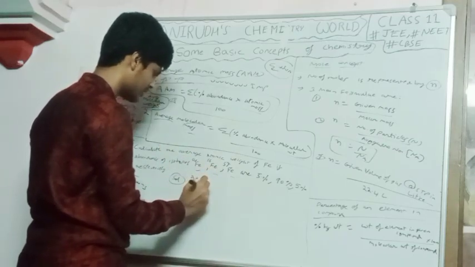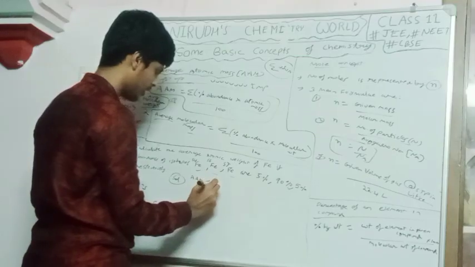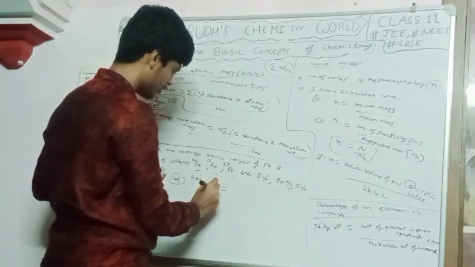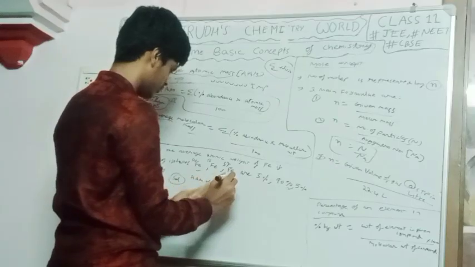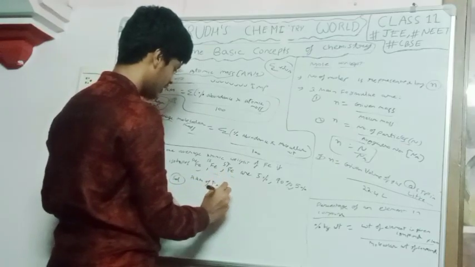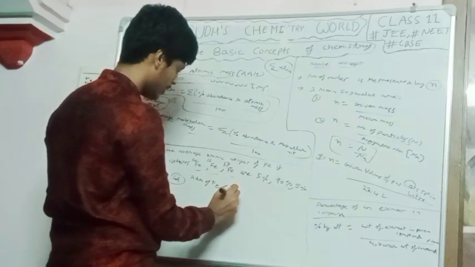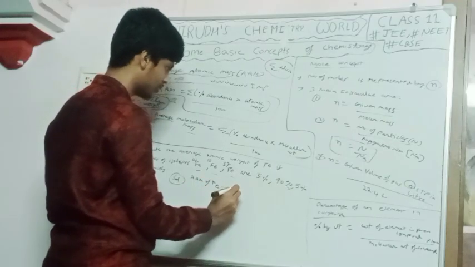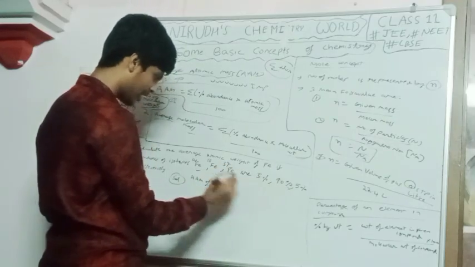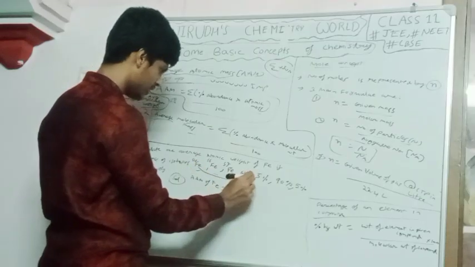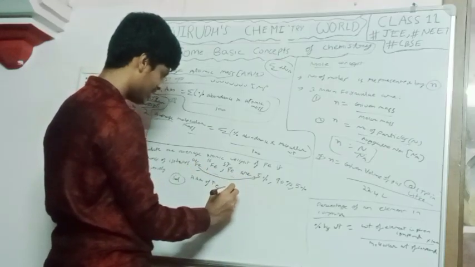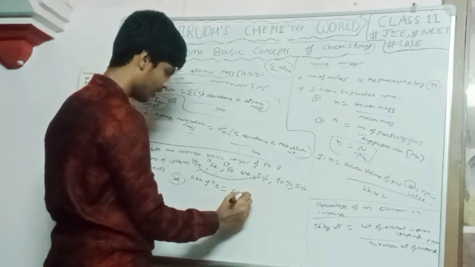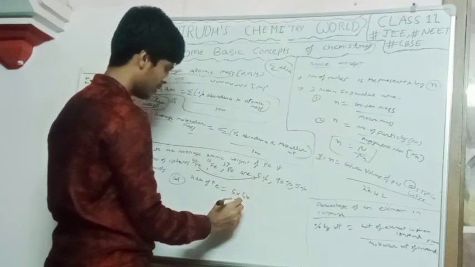Average atomic mass of iron, Fe, Ferrum. Average atomic mass of iron is equal to sigma, means summation; you need not write summation. It is equal to percentage abundance, correspondingly taken, into atomic mass. For the first isotope, the atomic mass mentioned is 54, so 5 into 54 by 100.